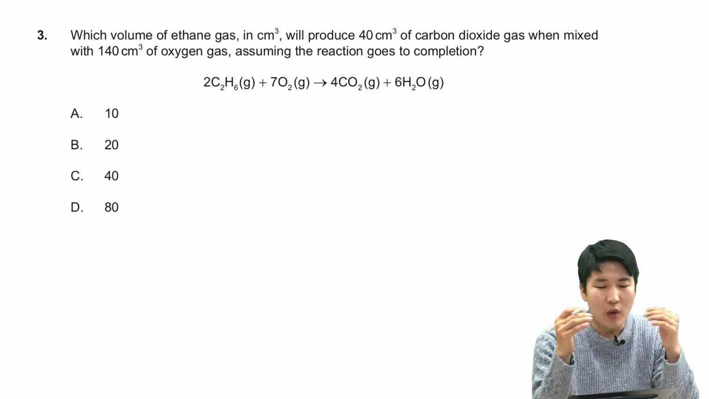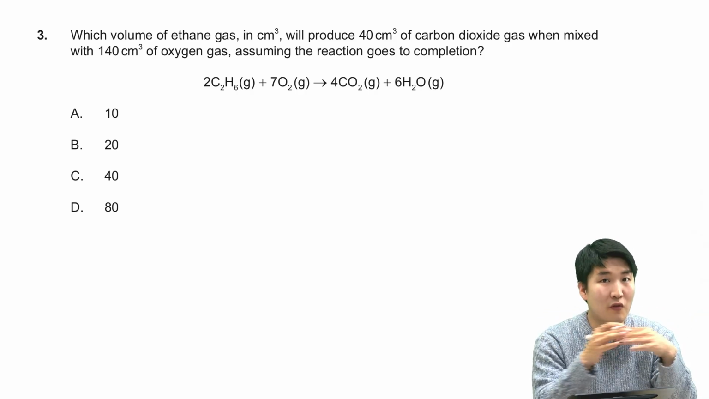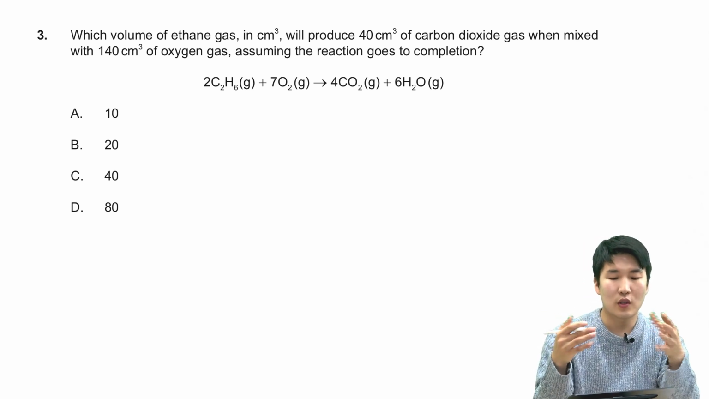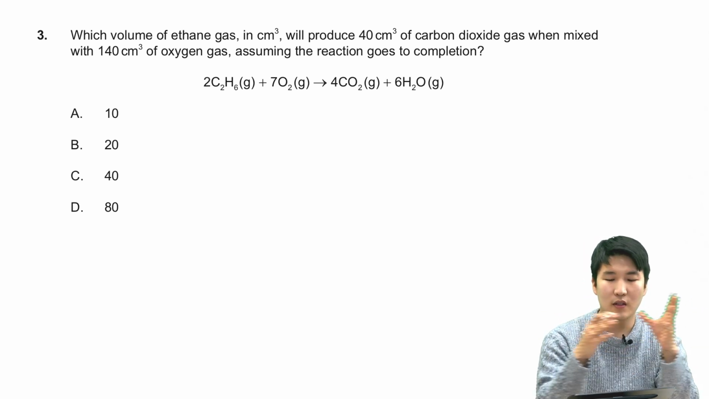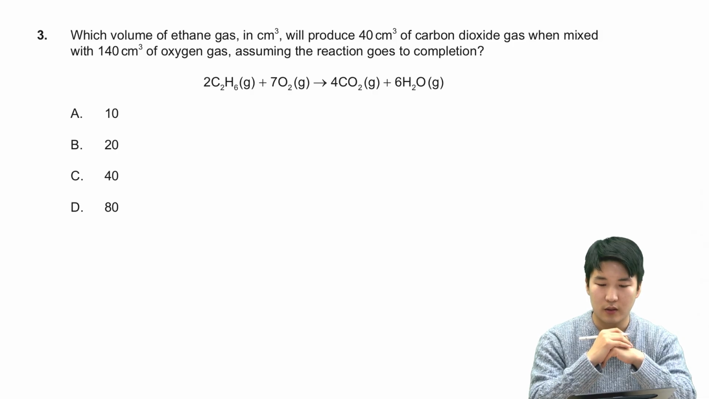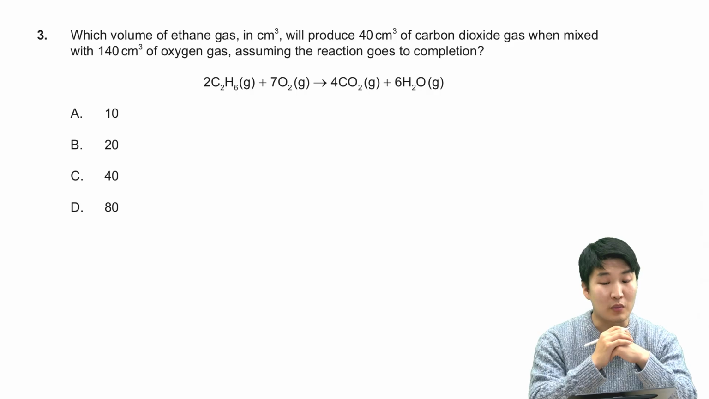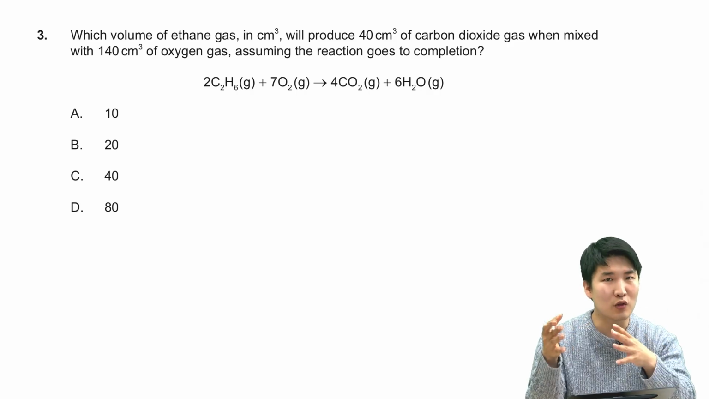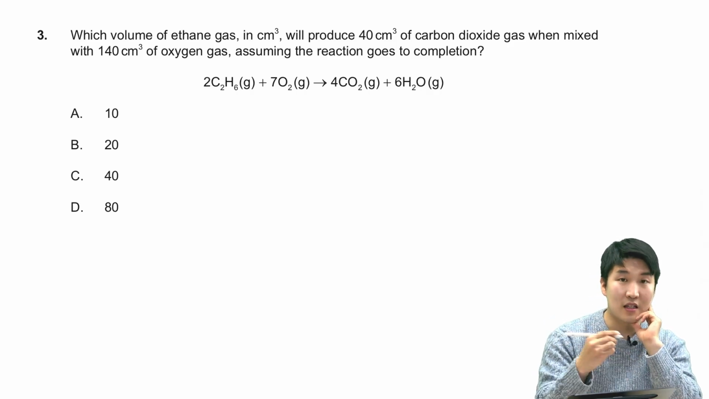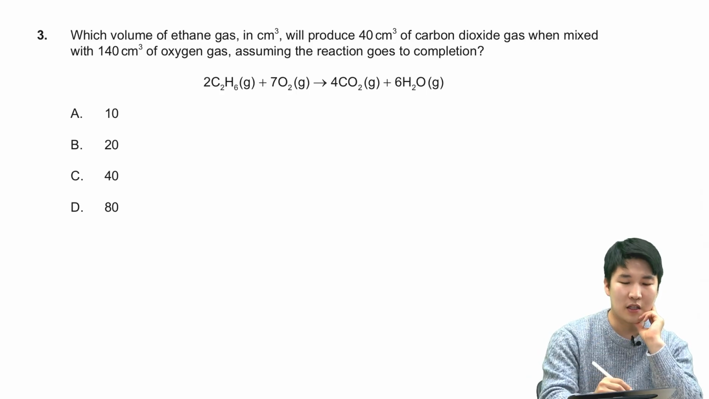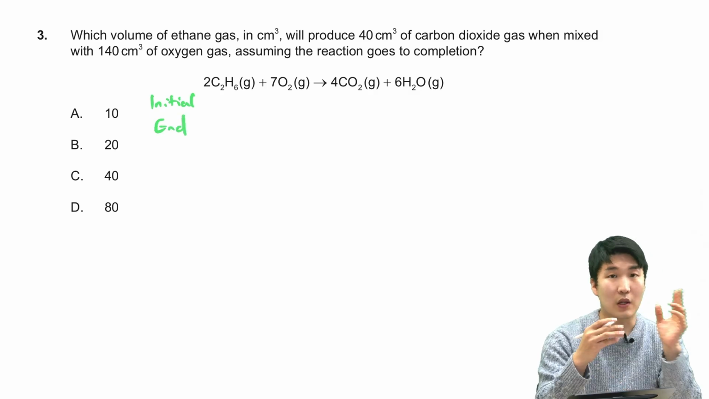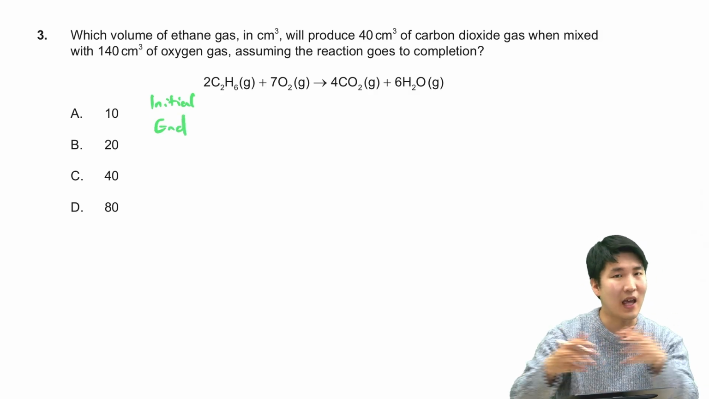Stoichiometry question, where we're dealing with combustion of ethane to produce the products carbon dioxide and water. How much volume of ethane gas will have been used is the question. So what do we need to do? We need to set up the initial and final volume of gases, starting and finishing.